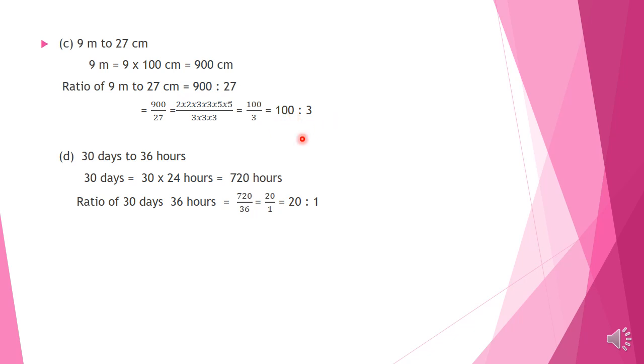Okay children. Now question number 4. 30 days to 36 hours. Here also we have different units. So days we have to convert to hours. 30 days. You know children, 1 day is 24 hours. So 30 days, 30 into 24 hours equals 720 hours. And the ratio of 30 days to 36 hours is equal to 720 divided by 36. And you know children, in 72, 36 goes 2 times and 1 0 is left here. So 20 by 1. Okay, so it is equal to 20 is to 1.